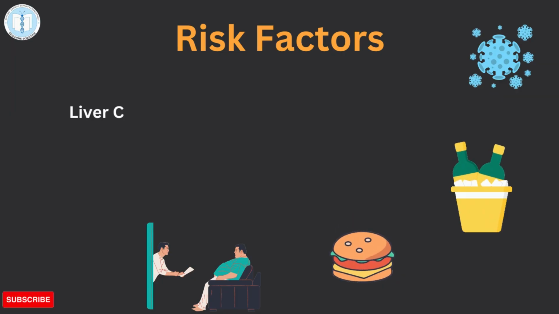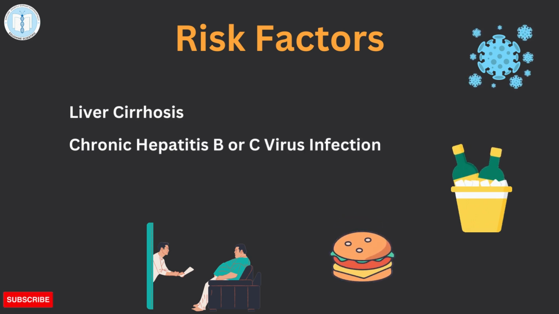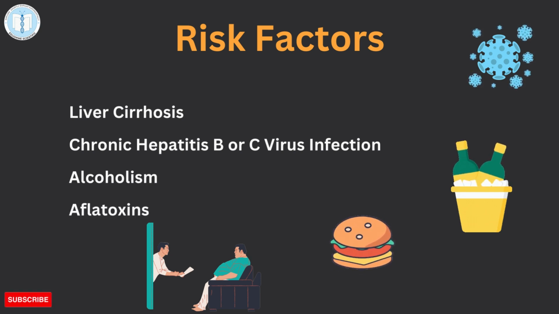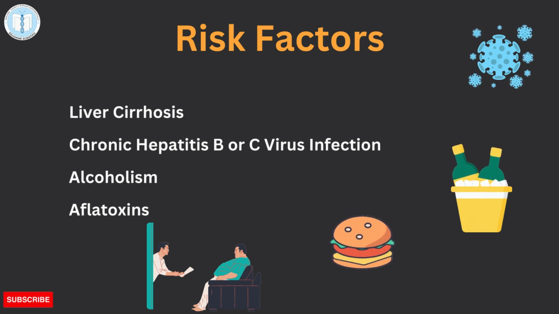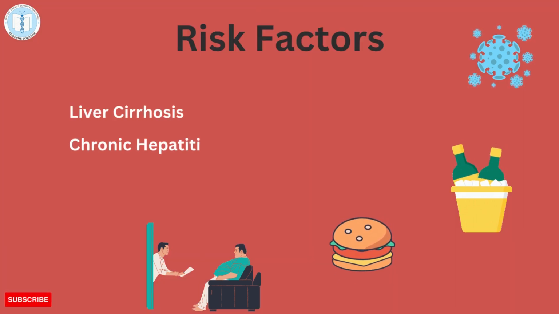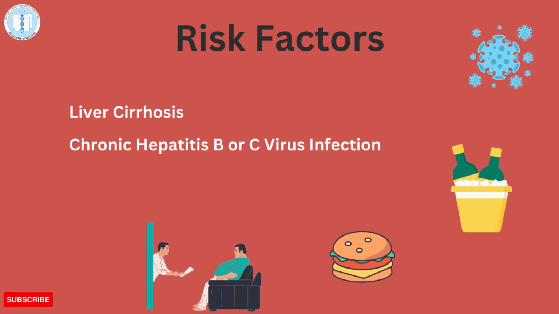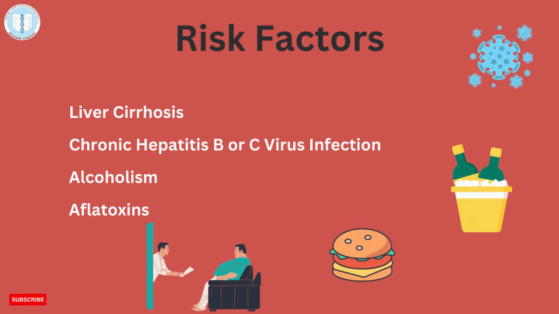Now, let us understand who is at risk of acquiring liver cancer. This includes people suffering from liver cirrhosis, people having chronic hepatitis B or hepatitis C viral infection, people consuming alcohol for a very long time, or people who have consumed food contaminated by aflatoxins. Now, these aflatoxins are nothing but a type of toxins produced by fungi, and these fall under the category of dietary carcinogens.